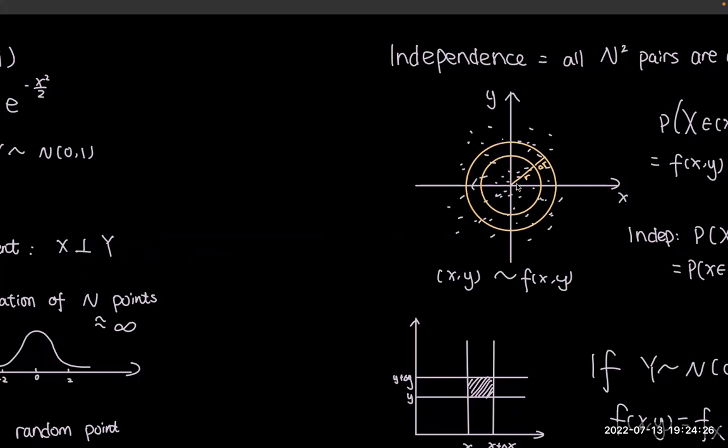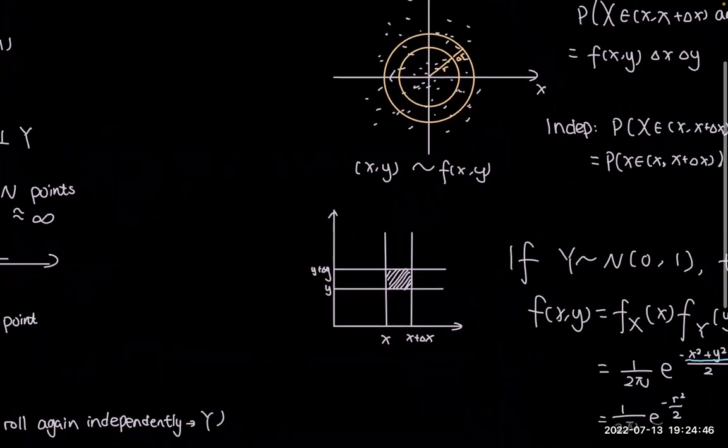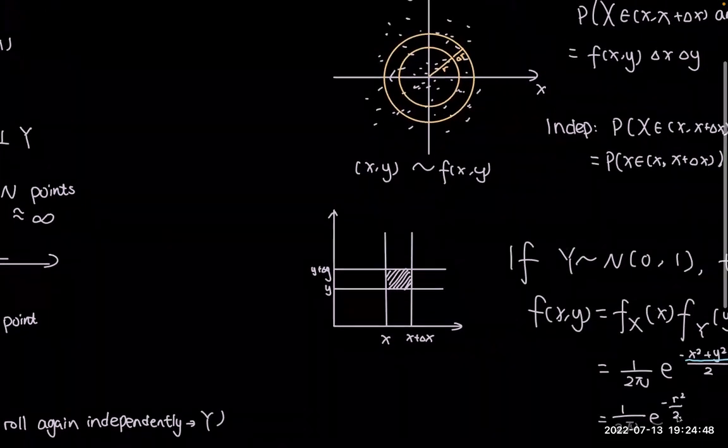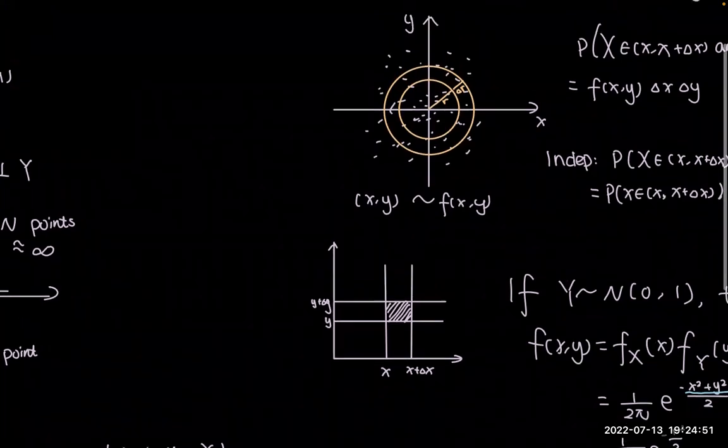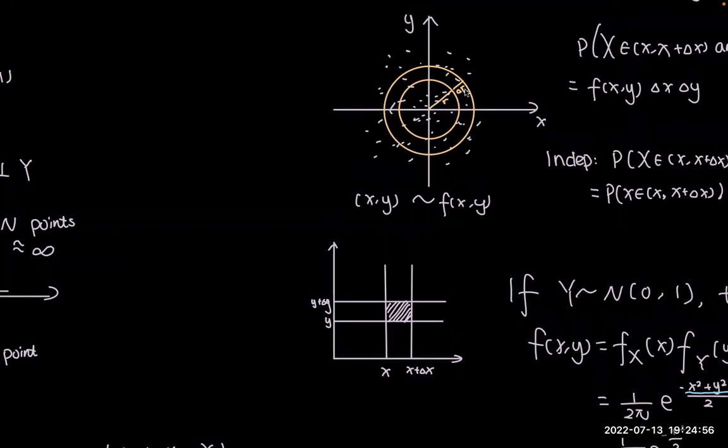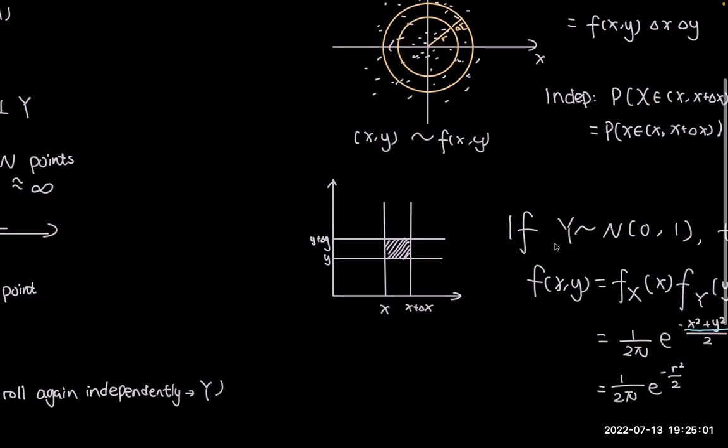The probability that r is in r to r plus delta r means we want to know the population proportion, or the probability, of a random point belonging to this ring. We know that if delta r is infinitesimally small, the density on this ring is 1 over 2 pi e to the negative r squared over 2. So this is the density, and we want to calculate the probability on this ring. We already know the density, and the density on this ring is the same no matter what theta is.